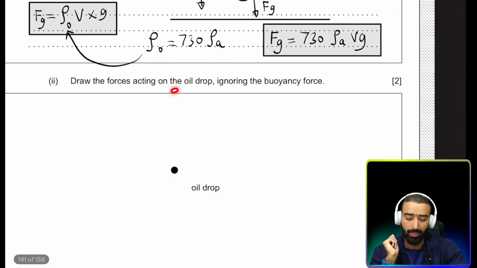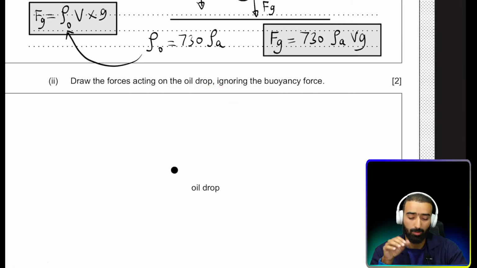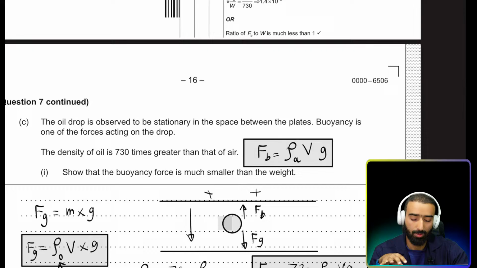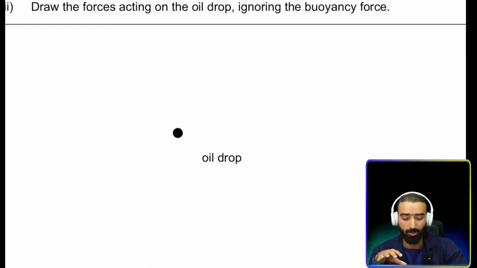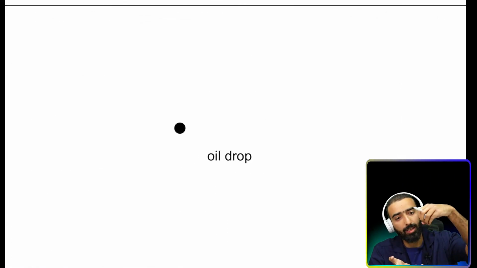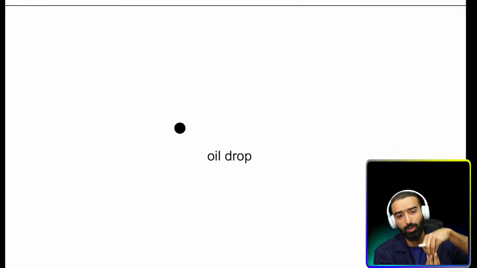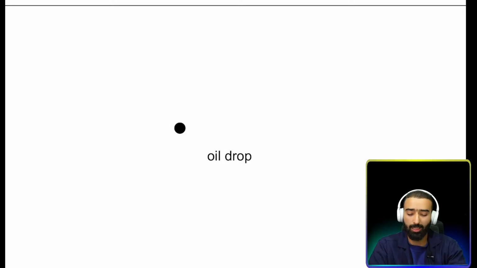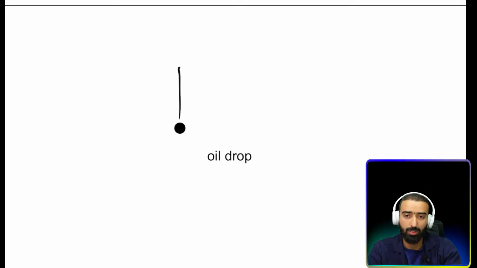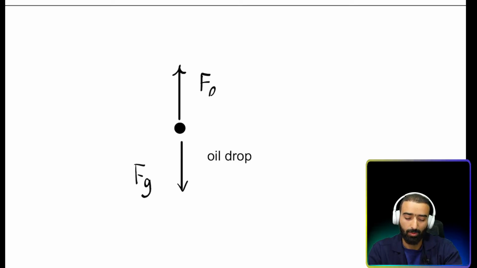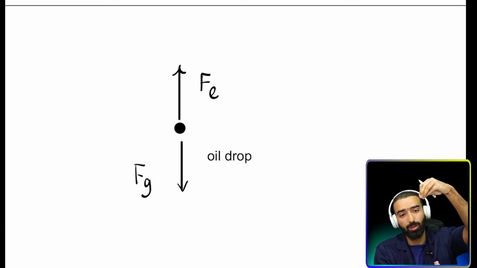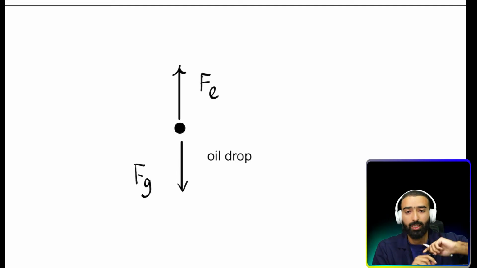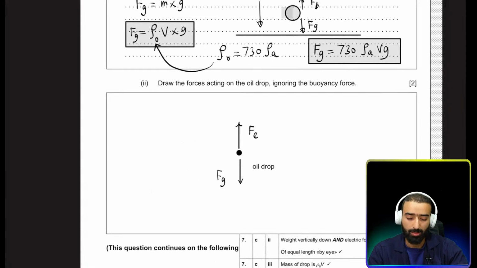Draw the forces acting on the oil drop, ignoring the buoyancy force. If the buoyancy force is negligible, how come this oil drop is stationary? How come it's hanging in air? Gravity is pulling it down, and buoyancy is negligible. The reason is that there's an electric force pushing this charge upwards. So this is the force of gravity, this is the electric force, and they have to be equal in magnitude. You need to draw them equal in length. That solves this part of the problem.